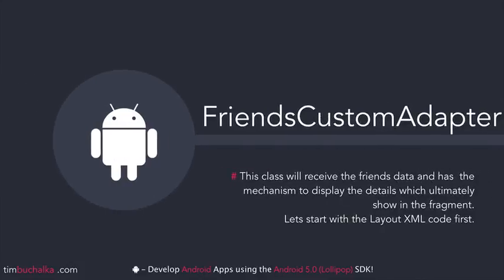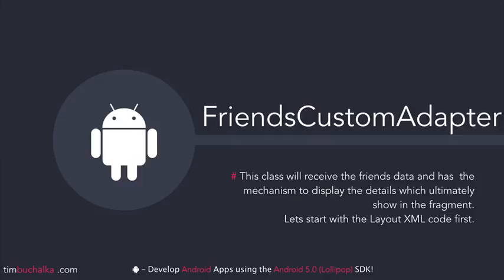So let's go ahead and implement the Friends custom adapter. Now, if you recall in the previous video, we're getting errors in our source code because this class hadn't been created yet. So we're going to do that. Ultimately, the adapter's role is to display the details on the screen, which will be shown in the fragment itself.